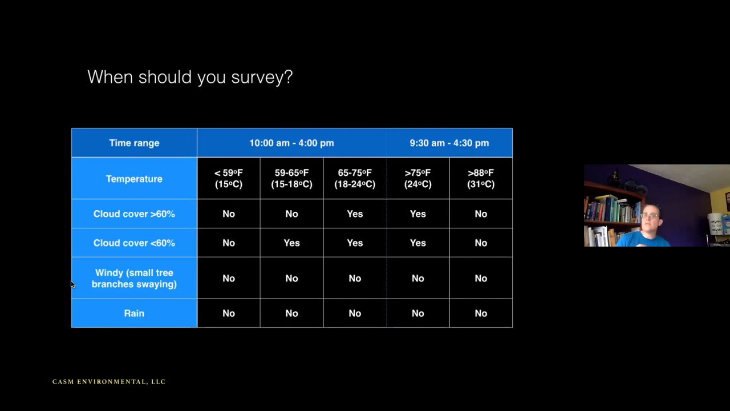It'll still be a little cooler. The insects, you know, will be out and about. So this is a way to plan whether or not you're going to do your survey.